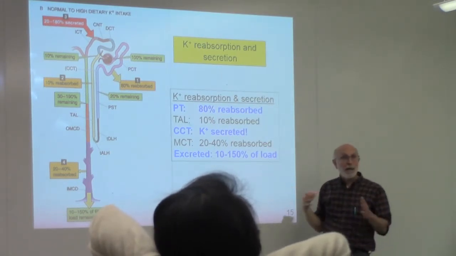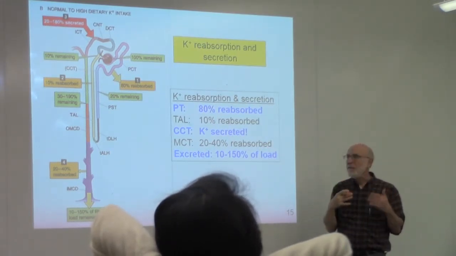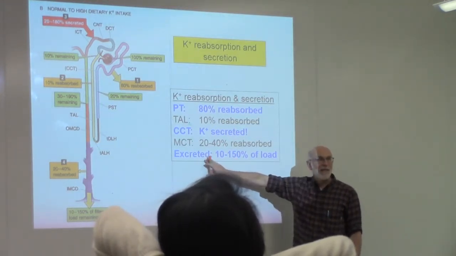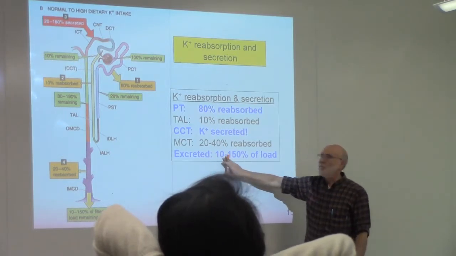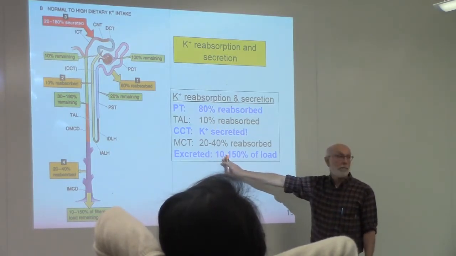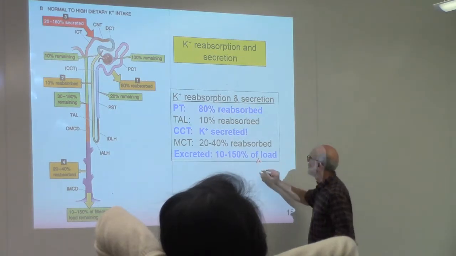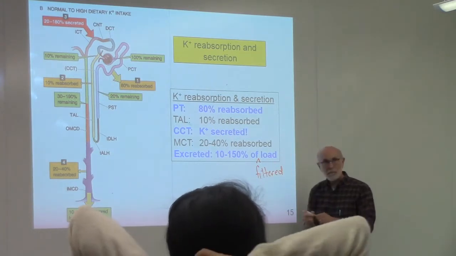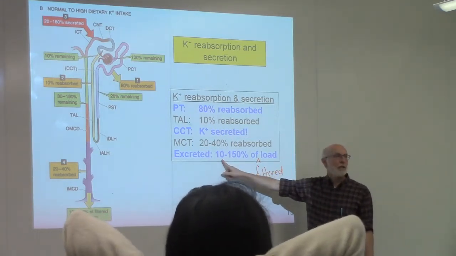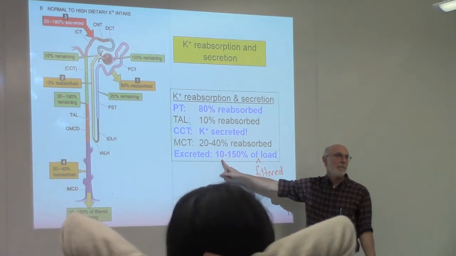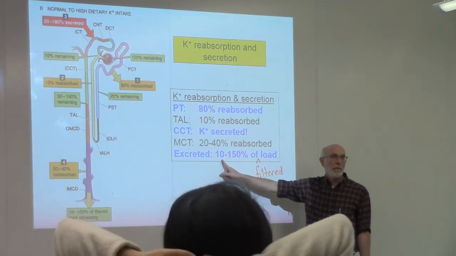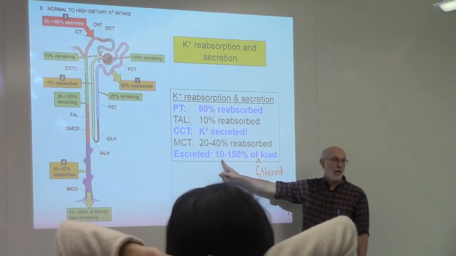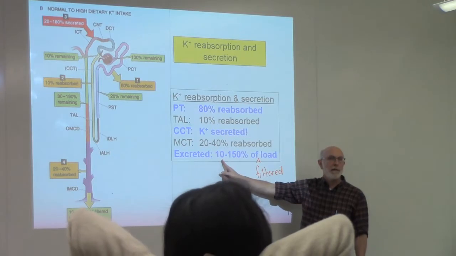So, depending on a lot of things, we can either excrete 10% of our filtered load. So this is excretion, this is filtered load. If we excrete 10% of the filtered load, that means we reabsorbed 90% of it. Sort of like sodium, except that with sodium it's 99.5% of it. And it's sort of like glucose, except with glucose it's 100% of it.